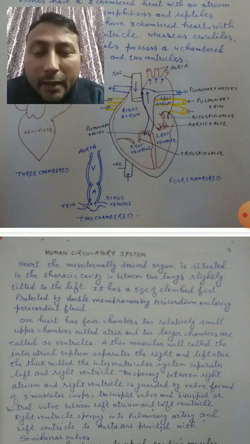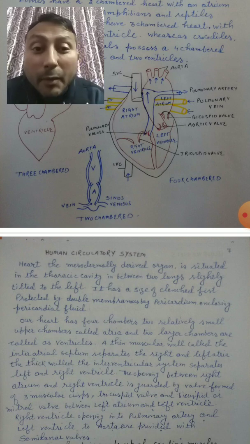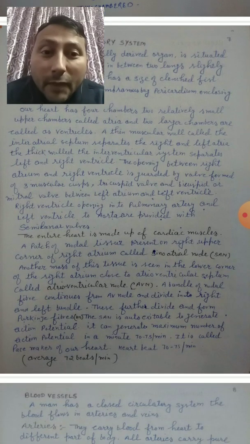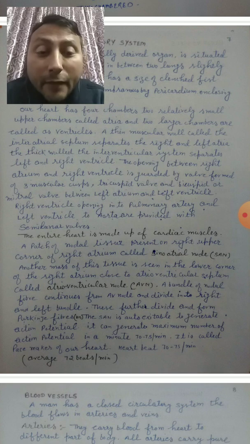The walls of the ventricles are thick because the pressure in the ventricles is also very high. The opening between the right atrium and the right ventricle is guarded by a valve formed of three muscular cusps, so it is called the tricuspid valve, and the bicuspid or mitral valve is between the left atrium and left ventricle. The right ventricle opening into the pulmonary artery and the left ventricle into the aorta are provided with semilunar valves.